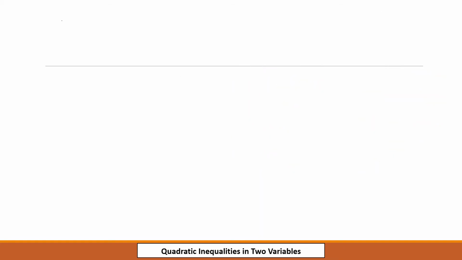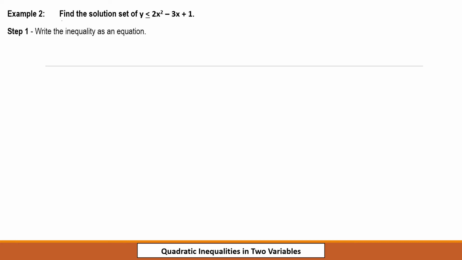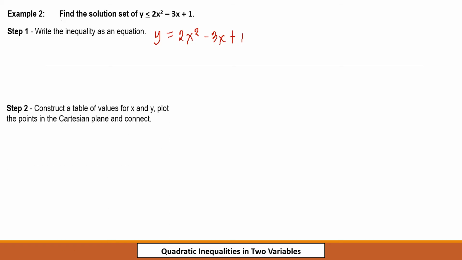Let's have another one. Find the solution set of y is less than or equal to 2x squared minus 3x plus 1. So step 1, write the inequality as an equation. It now becomes y is equal to 2x squared minus 3x plus 1.